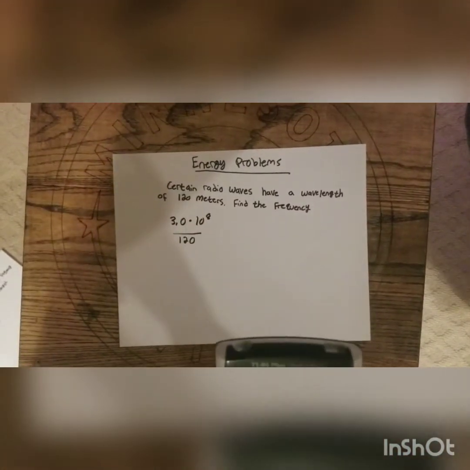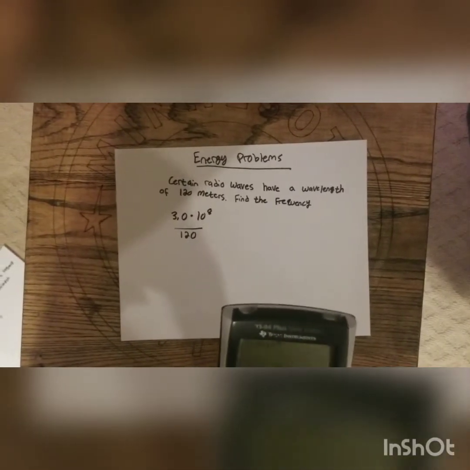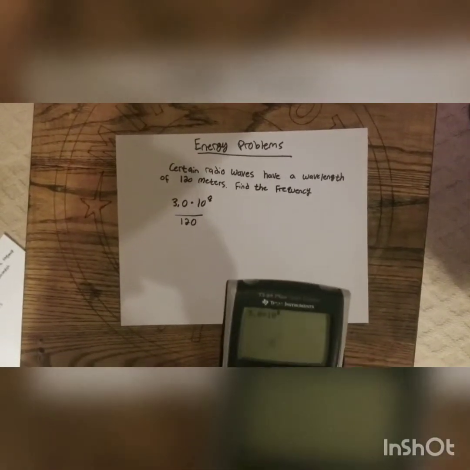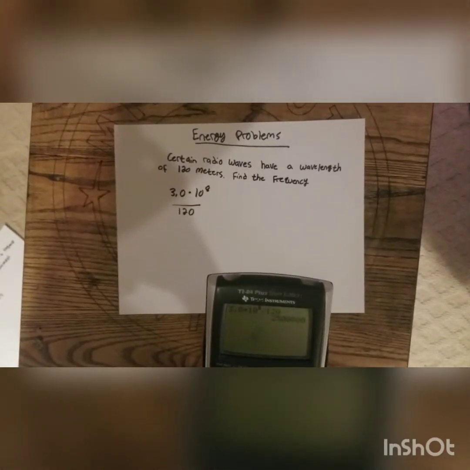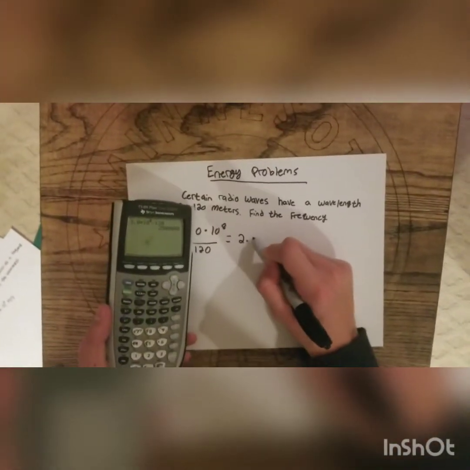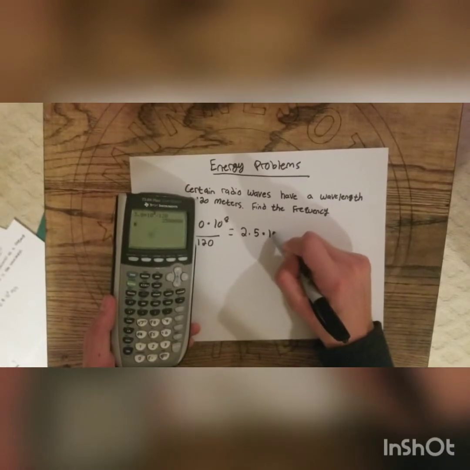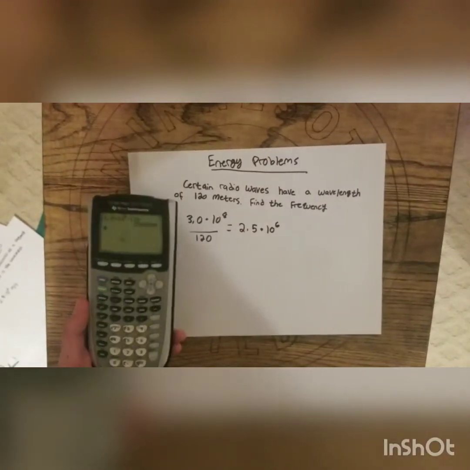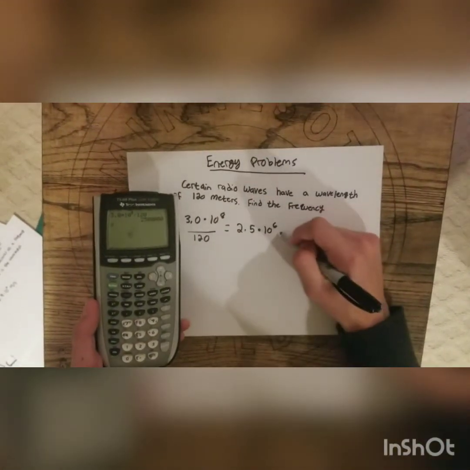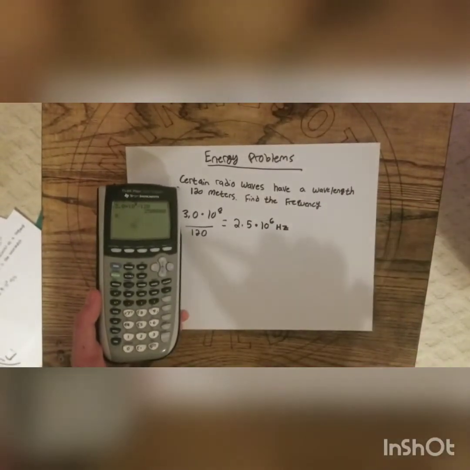So 3.0 times 10 to the 8th divided by 120. That gives us 2.5 times, remember our sig figs, 10 to the 6th, and then we're finding the frequency, so we always measure that in hertz. And there you have it. There's how you find frequency.